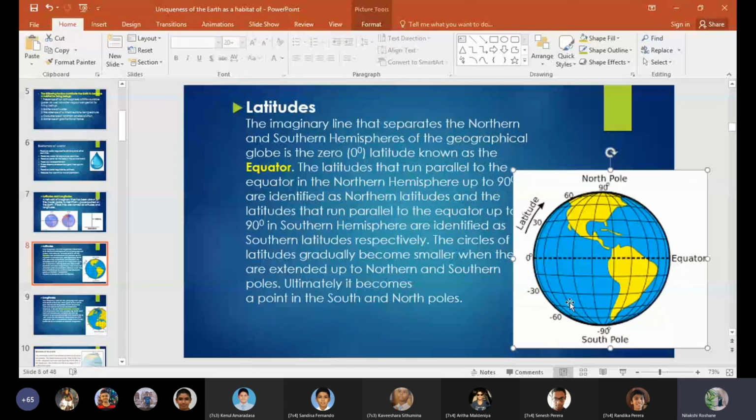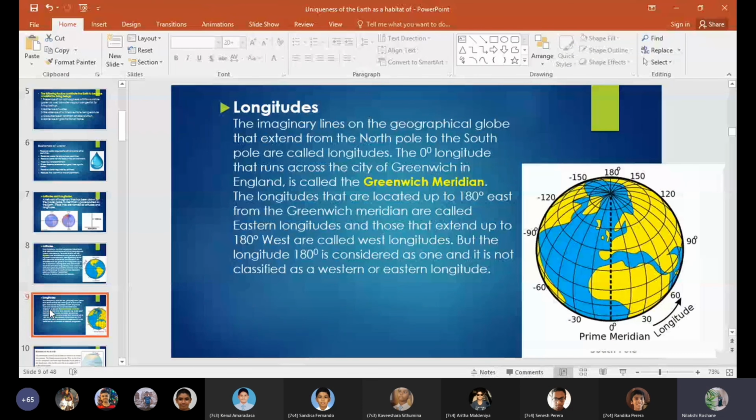The imaginary lines on the geographical globe that extend from the North Pole to the South Pole are called longitudes. The zero longitude that runs across the city of Greenwich in England is called the Greenwich Meridian. The longitudes located up to 180 degrees east from the Greenwich Meridian are called the eastern longitudes, and those that extend up to 180 degrees west are called the western longitudes. But longitude 180 is considered as one, and it is not classified as western or eastern.